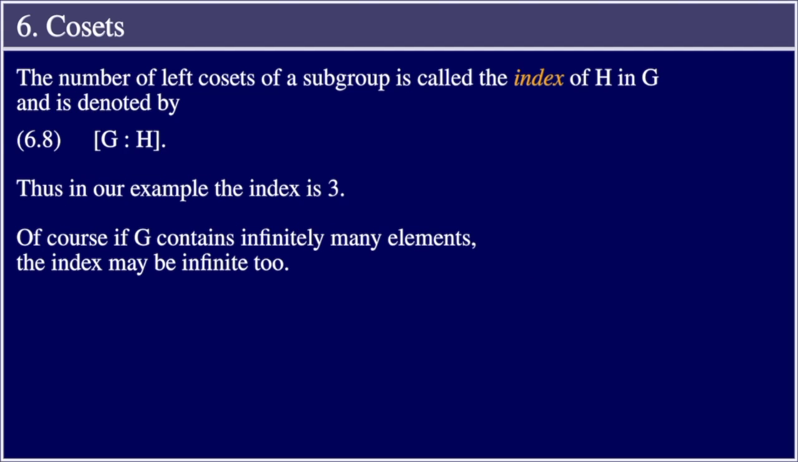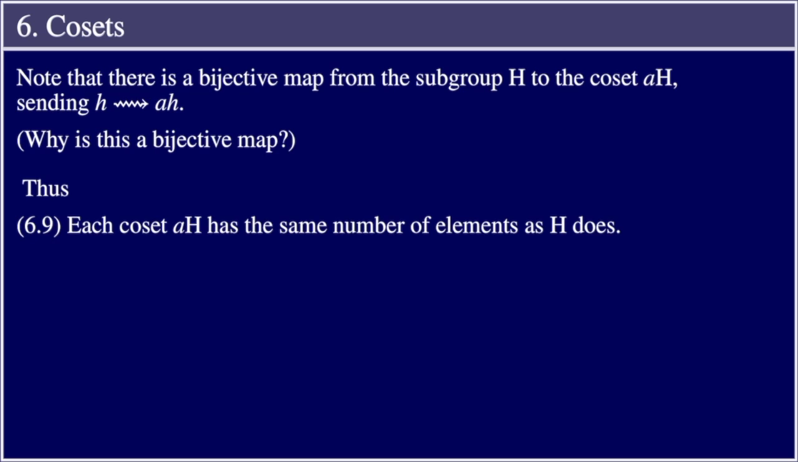The number of left cosets of a subgroup is called the index of H in G, and it is denoted by 6.8, [G:H]. Thus, in our example, the index is 3. Of course, if G contains infinitely many elements, the index may be infinite too. Note that there is a bijective map from the subgroup H to the coset aH, sending h to ah. Why is this a bijective map? Thus, 6.9, each coset aH has the same number of elements as H does.